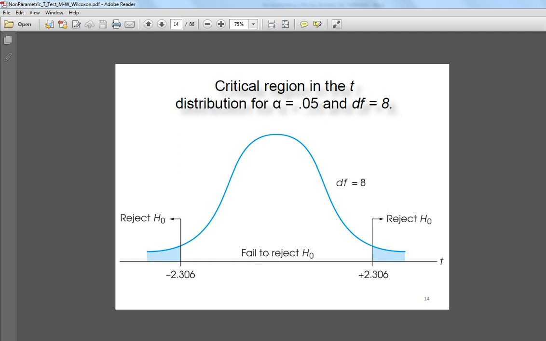Now if your test statistic value is within minus 2.306 to plus 2.306, that is an area where you're going to fail to reject your null hypothesis. So again, if it's beyond plus 2.306 or below minus 2.306, that's your critical region, and you're going to reject the null hypothesis. For this particular example, this is for a sample of 9, an n of 9 minus 1, so you have degrees of freedom of 8.